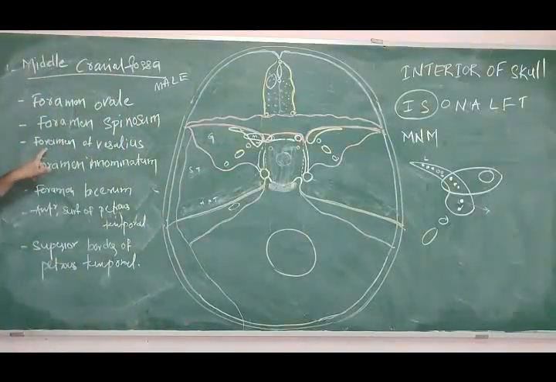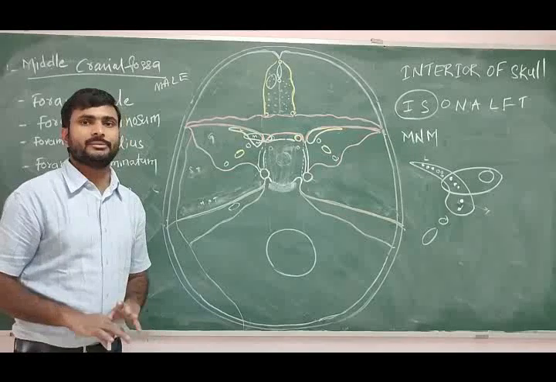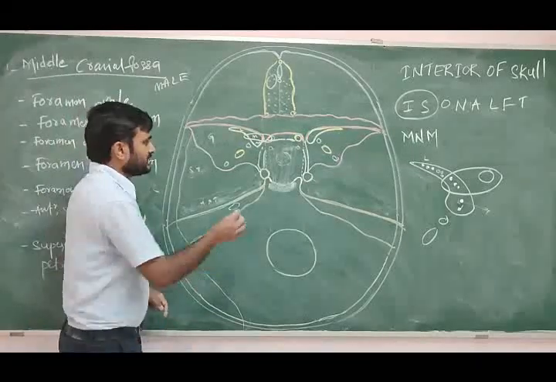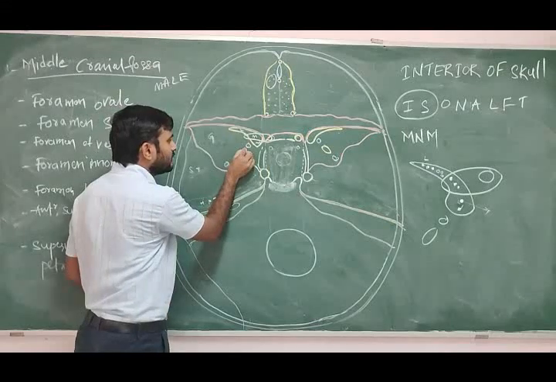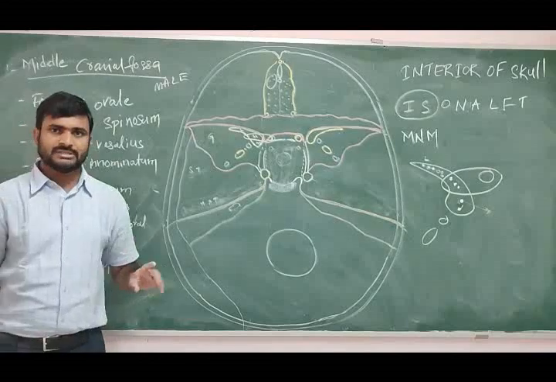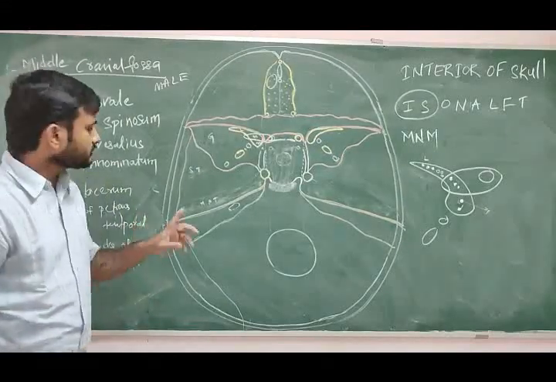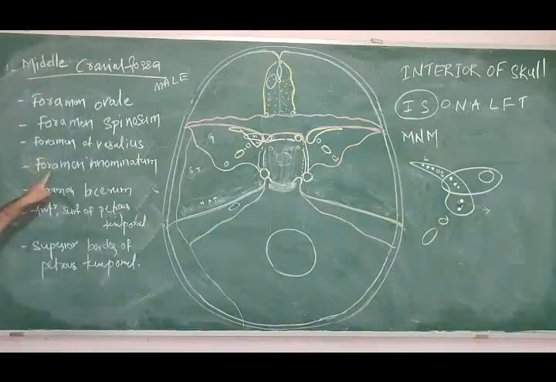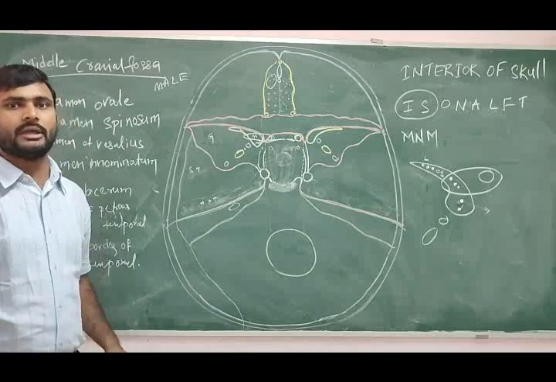Come to the next foramen, foramen basalis. It is not always present, it is inconstant. If it is present, it lies between the foramen rotundum and the foramen ovale. Here the foramen basalis is present. If it is present, one vein passes, called an emissary vein. Then next, foramen innominate. There is no name. It is also an inconstant foramen.